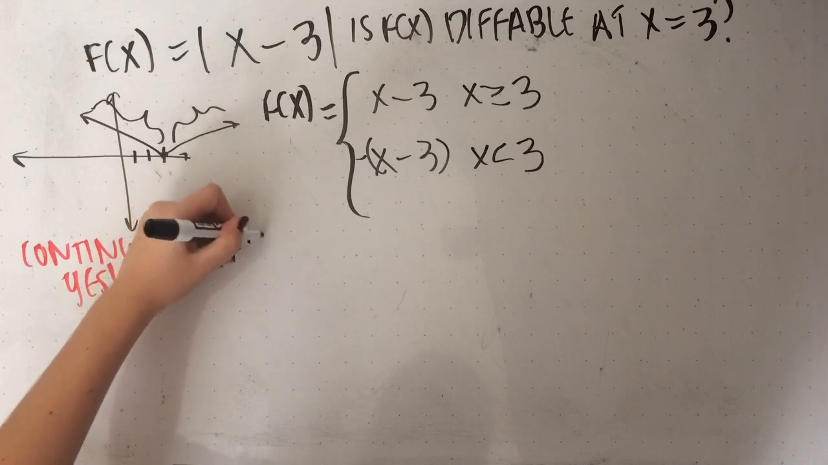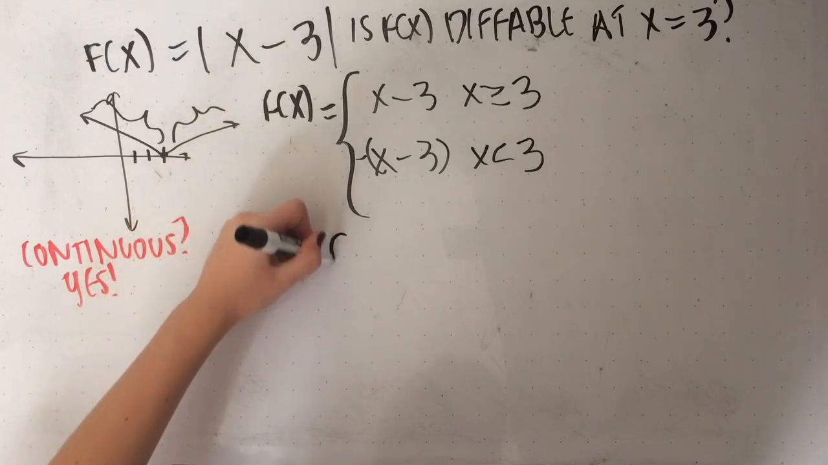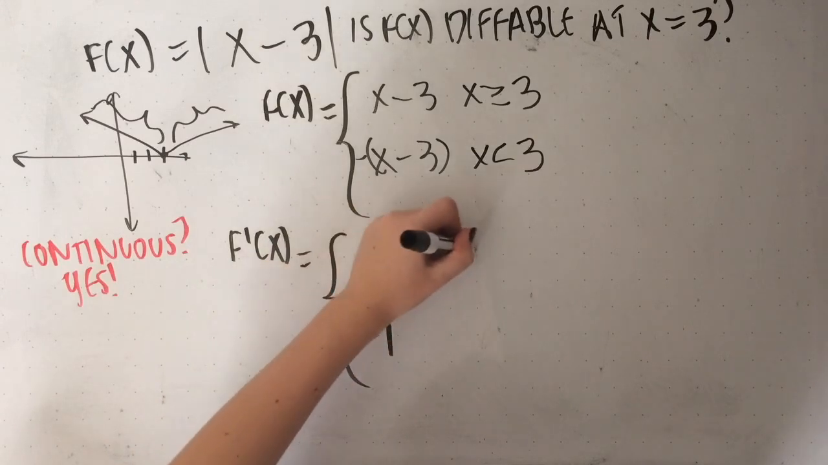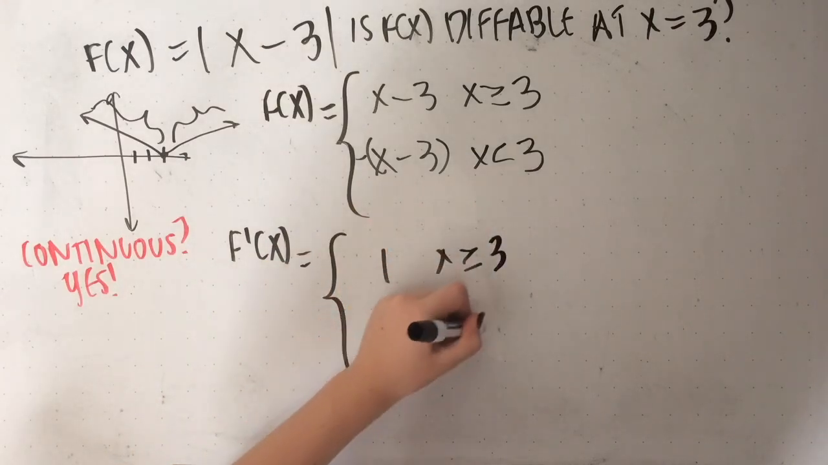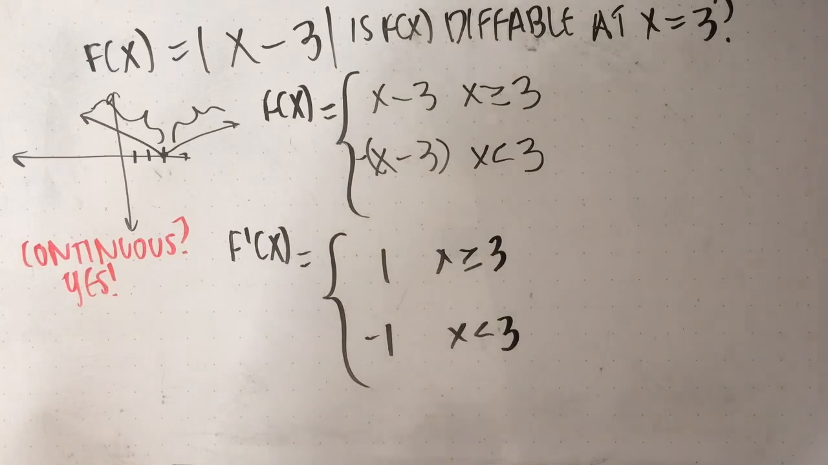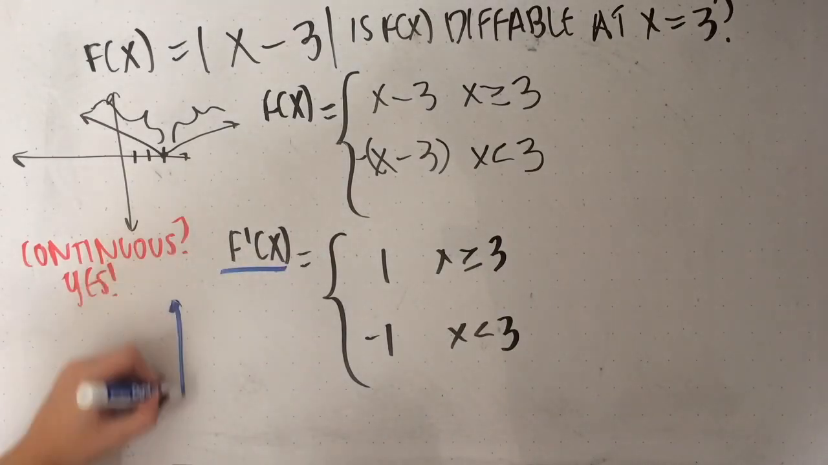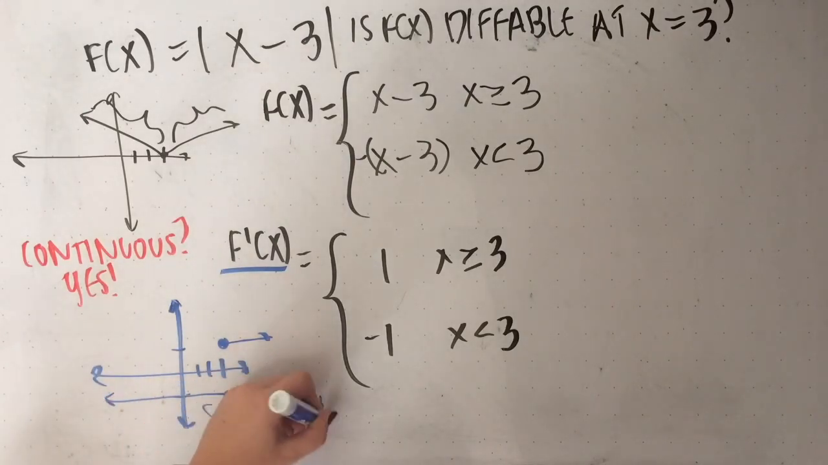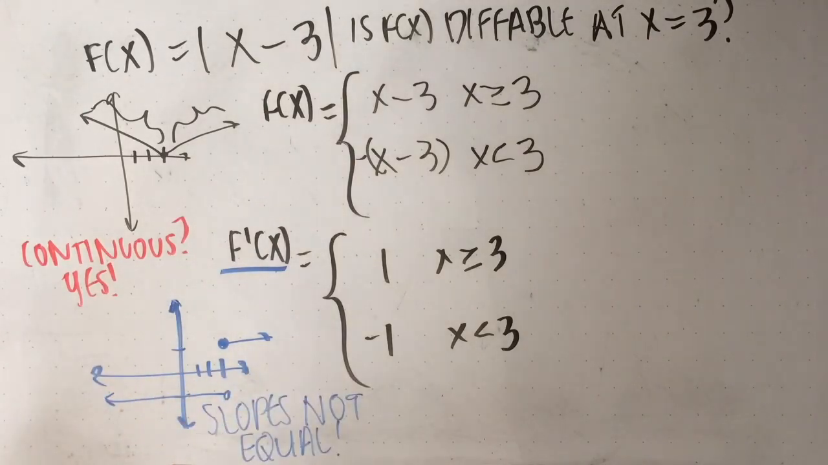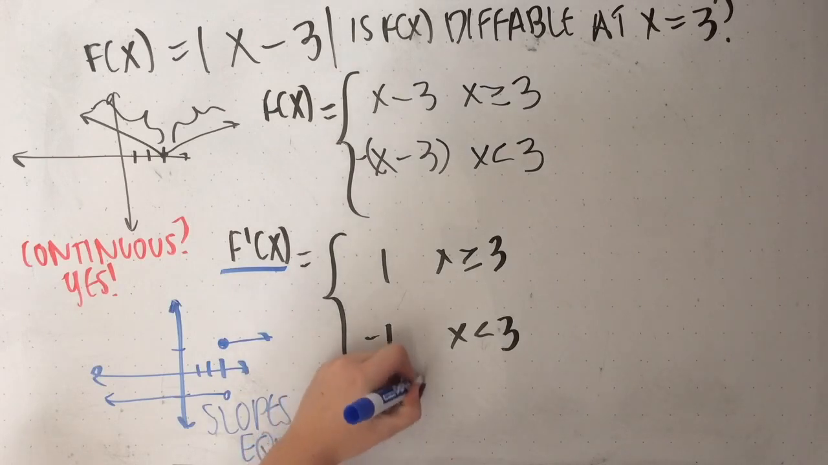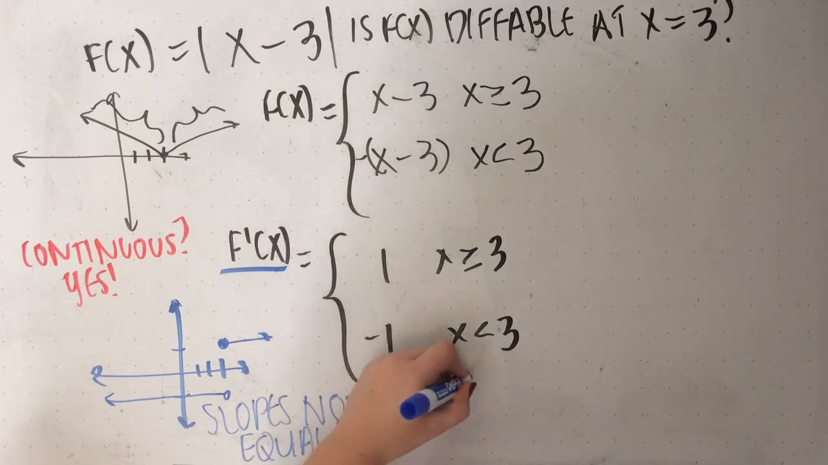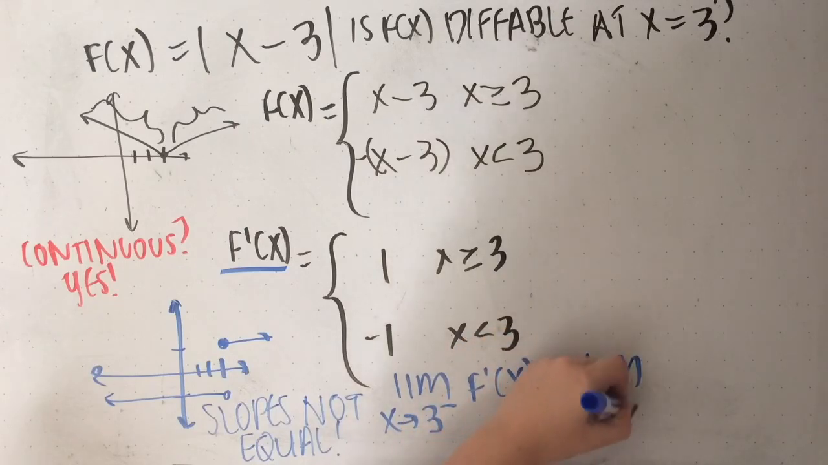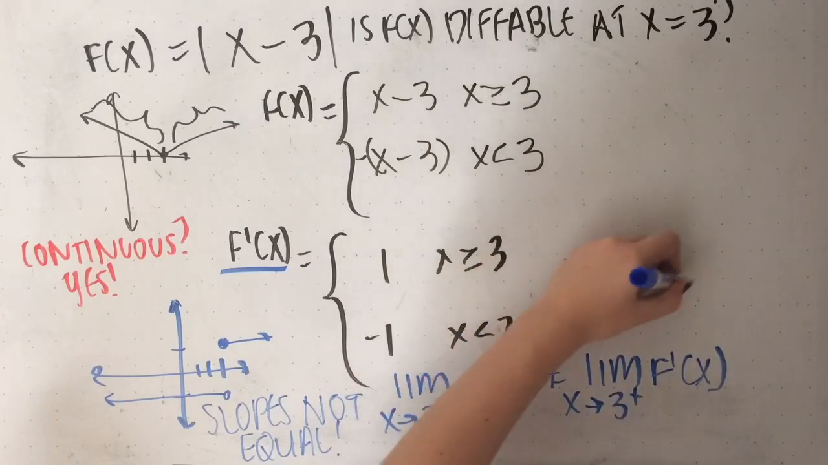So now it'll really help to write the piecewise for f prime, and this is how we're going to prove it's not differentiable. So the derivative of x minus 3 equals 1, the derivative of the negative version equals negative 1. And if we wanted to graph this, we would see that at 3, the slopes are not equal to each other. Therefore, f of x isn't differentiable at x equals 3. And to write that out, we would write the limit as x approaches 3 from the left of f prime of x doesn't equal the limit as x approaches 3 from the right of f prime of x.